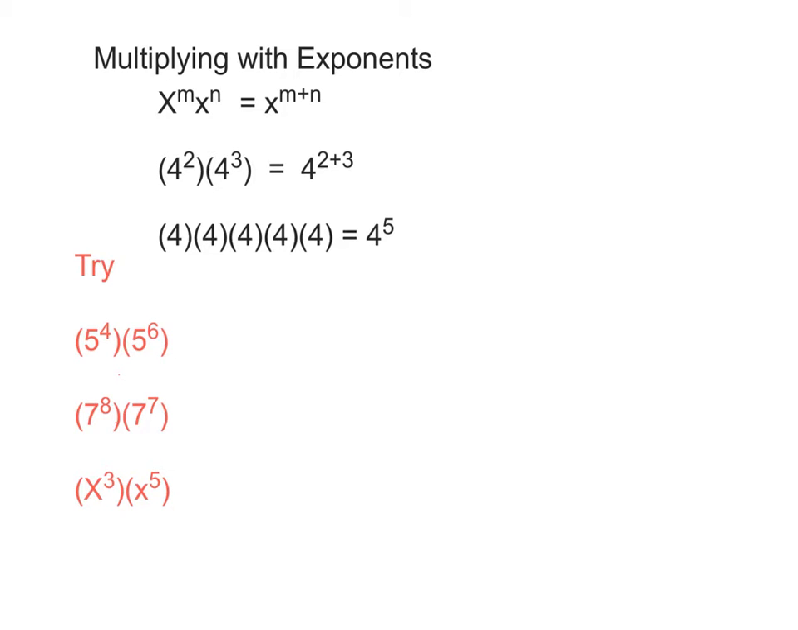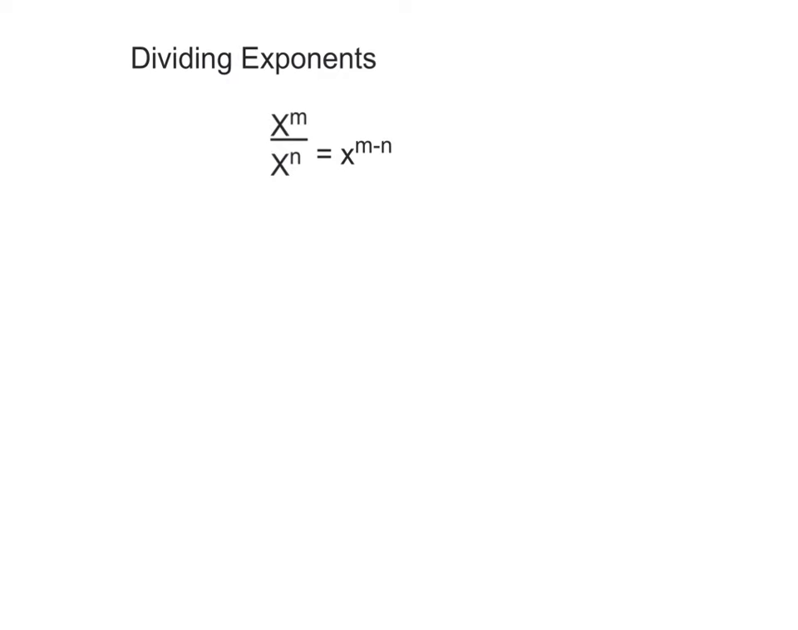The answers to these problems, 5 to the fourth times 5 to the sixth, would be 5 to the 10th because we add 4 and 6. 7 to the 8th times 7 to the 7th should be 7 to the 15th. And x to the third, or x cubed, times x to the 5th would be x to the 8th.